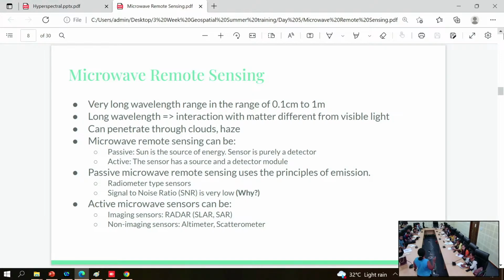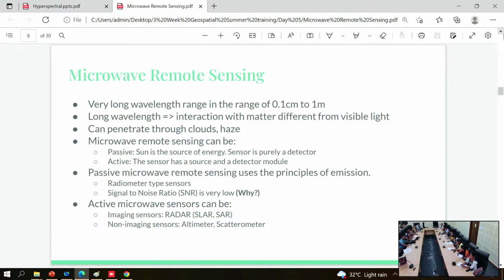Active microwave remote sensing are those which have their own source of microwaves, which are sent towards the surface, and then that is scattered back, and the sensor itself detects it again. So, that is called active remote sensing, and this can be done in two ways.